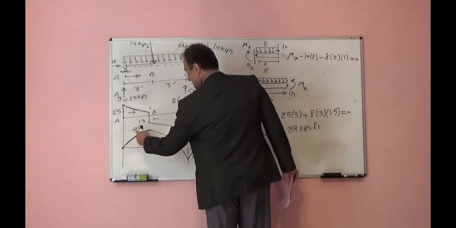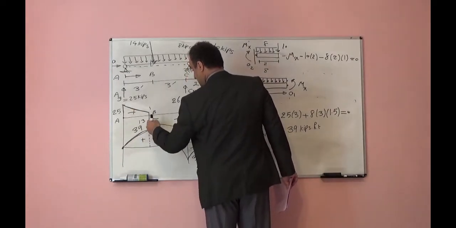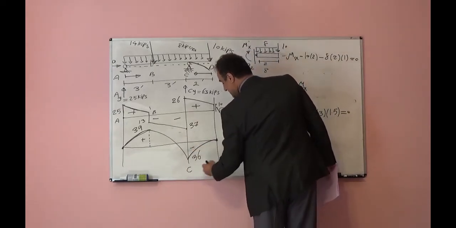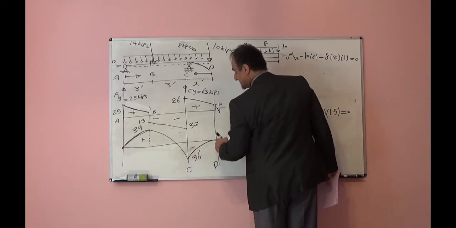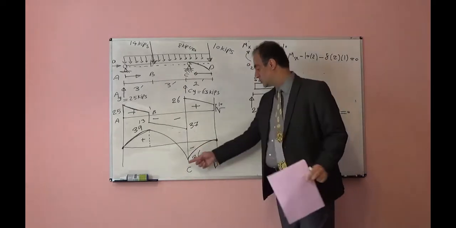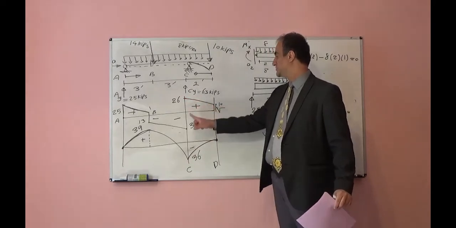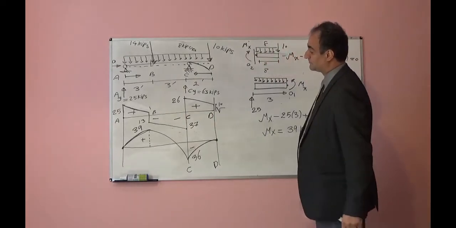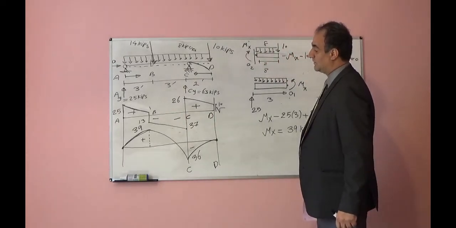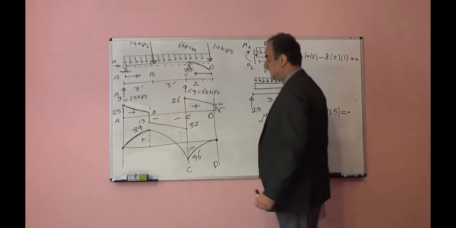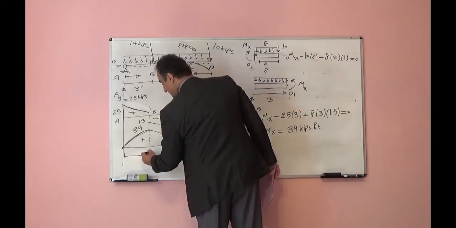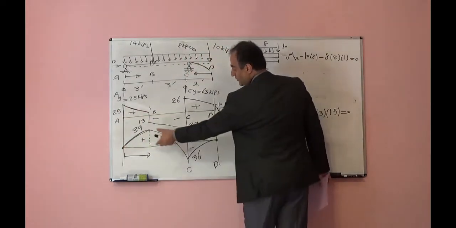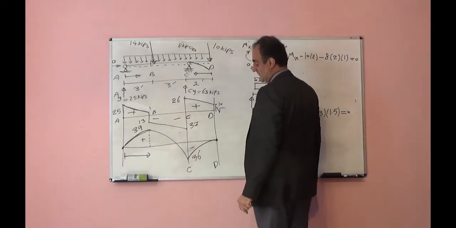And you see, this is a parabolic shape. For example, from point C to D, the slope of this curve should decrease. Why? Because the slope of this curve is the shear force. Shear force from C to D is decreasing. Now, if we move from A to B, moment is increasing, so shear should be positive. Moment decreasing, shear should be negative.